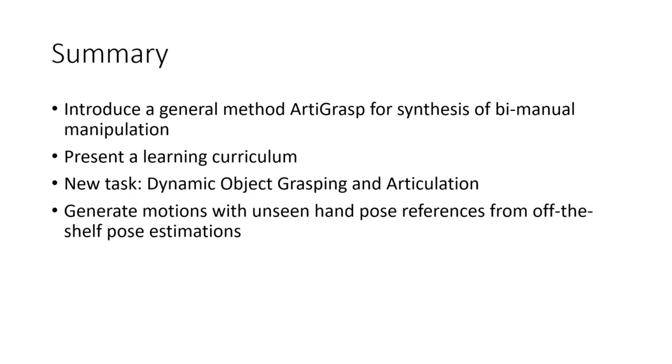In summary, we present ArtiGrasp, a novel method to achieve bimanual manipulation. It's a general framework that can train a single policy for both grasping and articulation of different objects. We devise a learning curriculum with increasing difficulty to handle the complex control that is necessary for articulation and bimanual manipulation. For evaluation, we introduce a new task: dynamic object grasping and articulation, and show that our method can successfully tackle this task. We show that our approach can use unseen hand pose estimates from a single image to generate dynamic grasping and articulation.